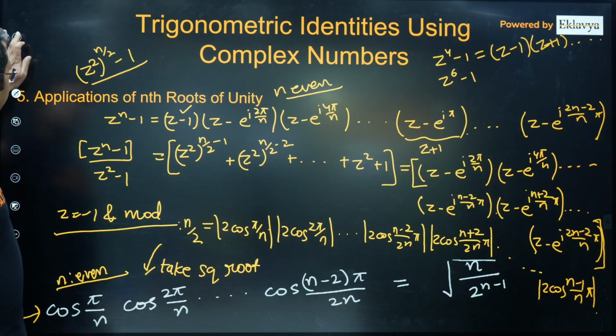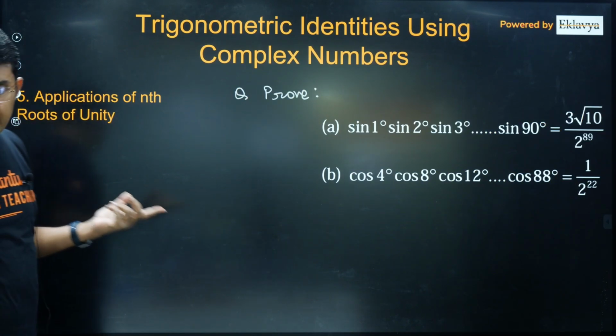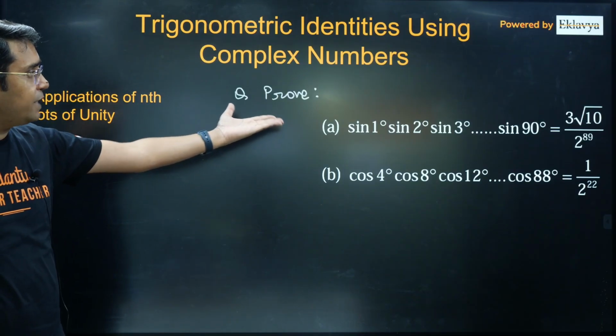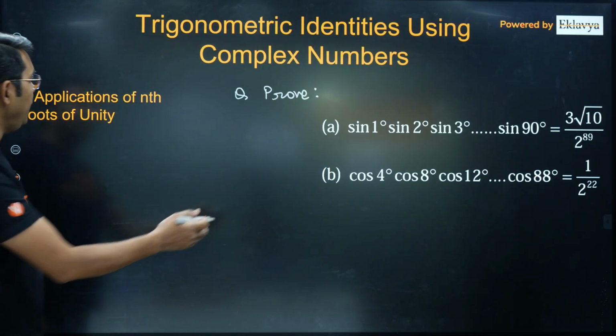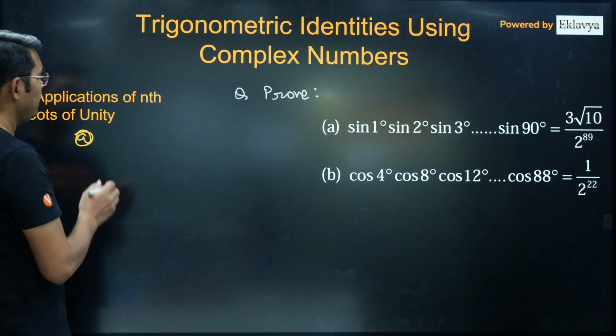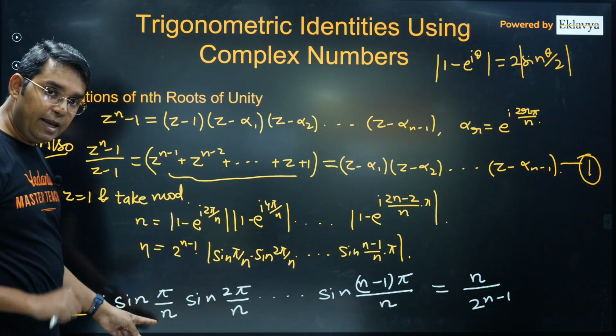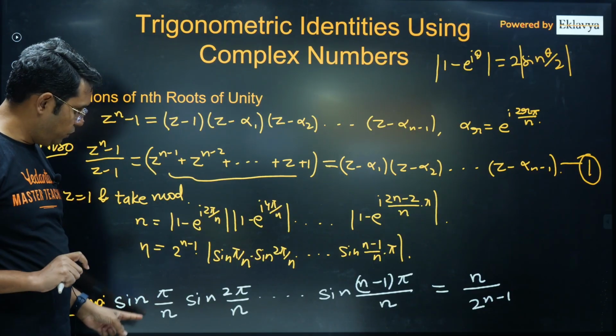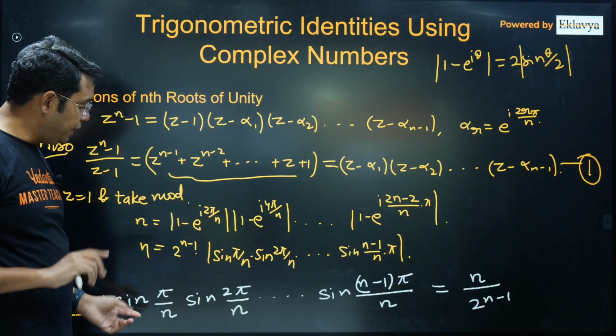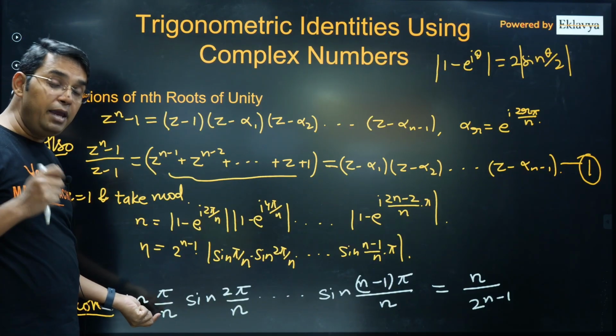Now based on that, there can be many questions like sine 1, sine 2, sine 3. I think this A part is nothing but that result. If you remember this result of sine, if I take n as 180 degree, n as 180, and we write pi in degrees.